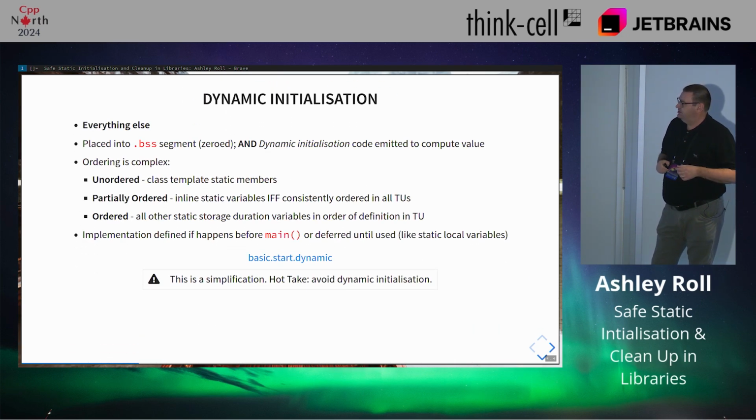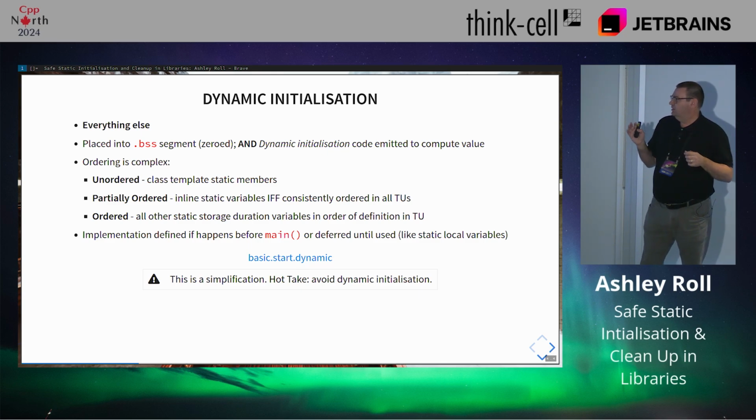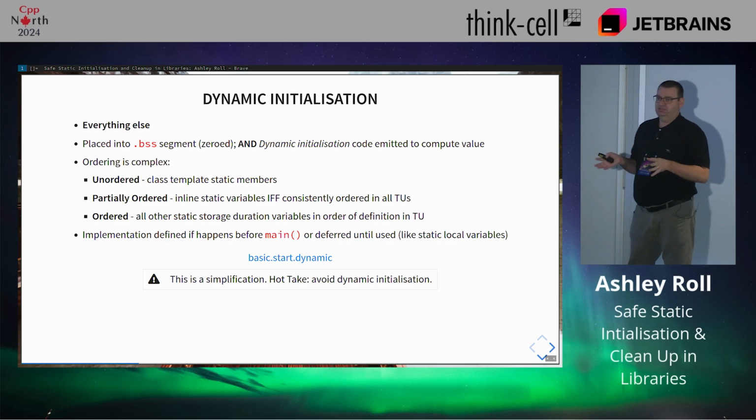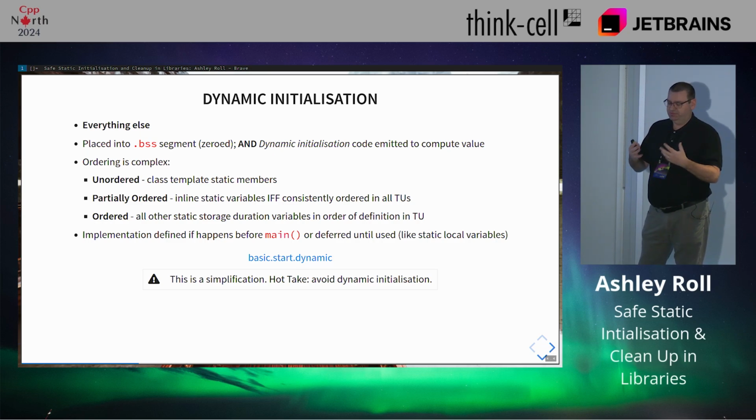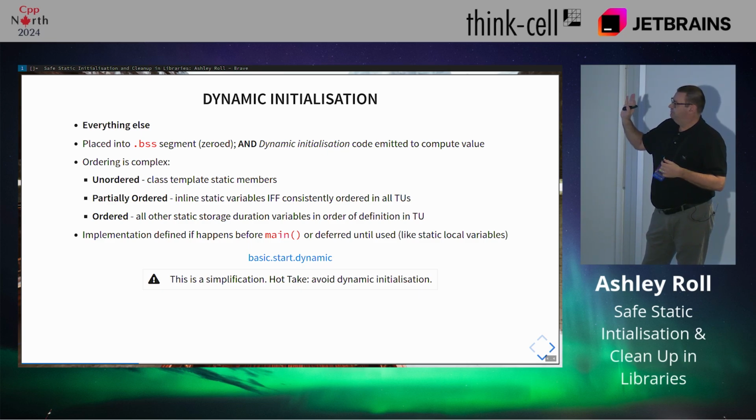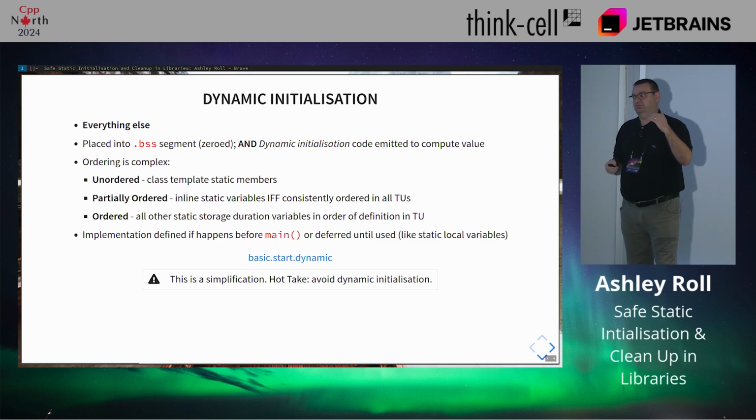Dynamic initialization is everything else. So if it's not a fixed value, or it can't determine what that fixed value is at compile time, then we start triggering this dynamic initialization phase at the beginning, before main. What that means is it places the variable into BSS, so it's going to be loaded at the beginning with a value of 0, and then it's going to organize dynamic initialization code to be run during that startup phase before main is called, and we'll see how that operates in a minute.